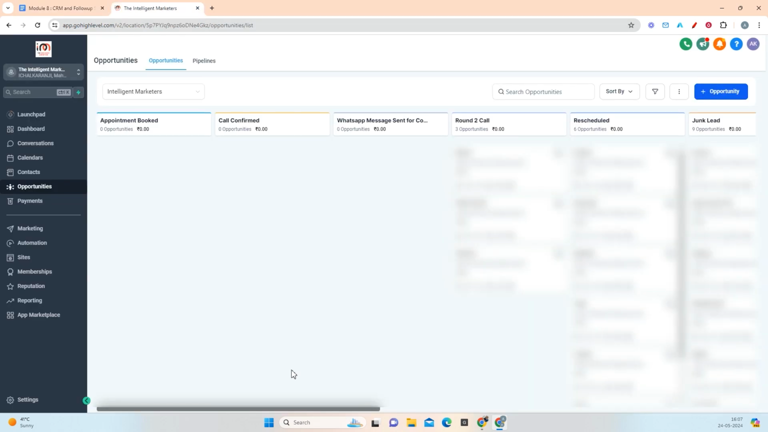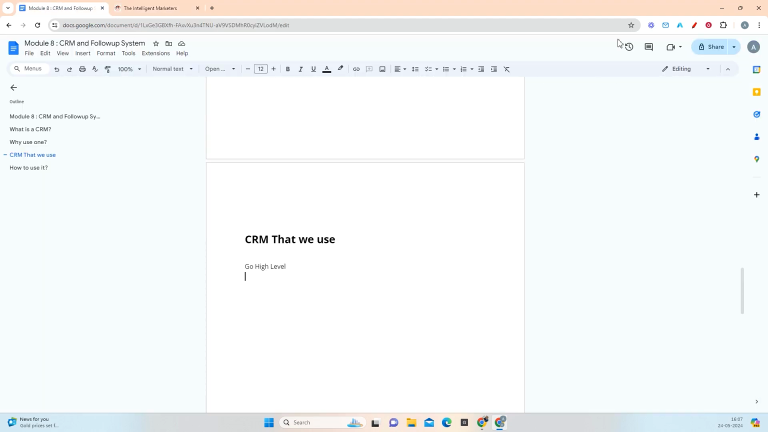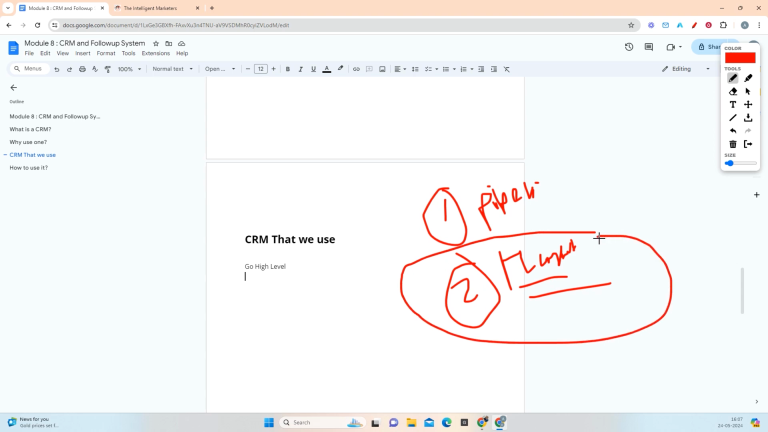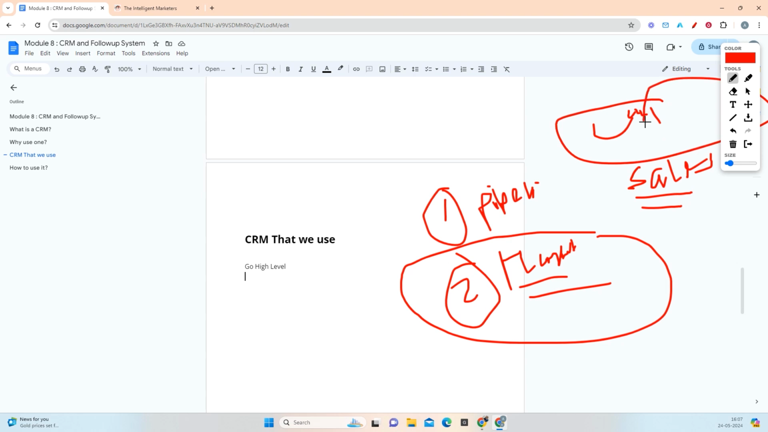Okay, now let me show you the CRM we are using and the two most important things in the CRM. First is the pipeline, which is the most important part, and second is the management of the CRM. There should be a person responsible for managing the CRM. Ideally this person should be your salesperson, because the salesperson is the one who's going to call the leads and do the site visits and all those things. So ideally the salesperson should be managing the CRM. First is the pipeline, you have to create your pipeline, and second is management.